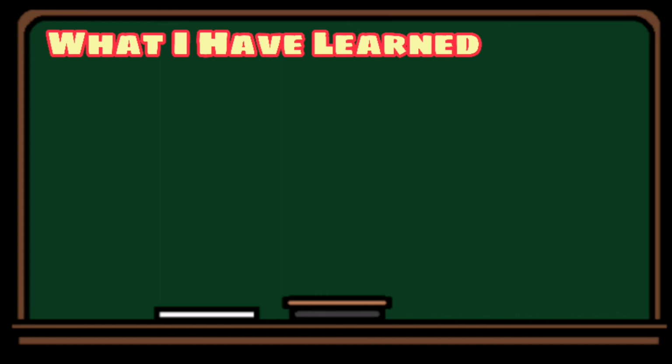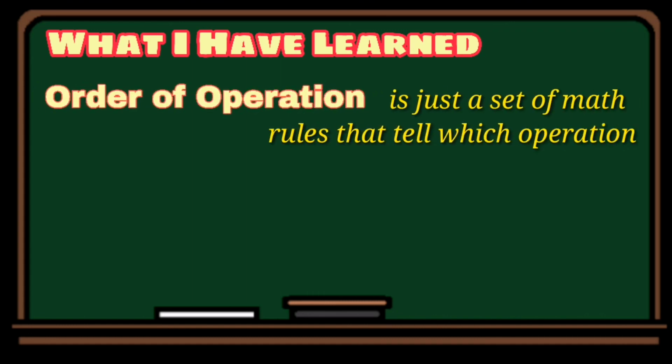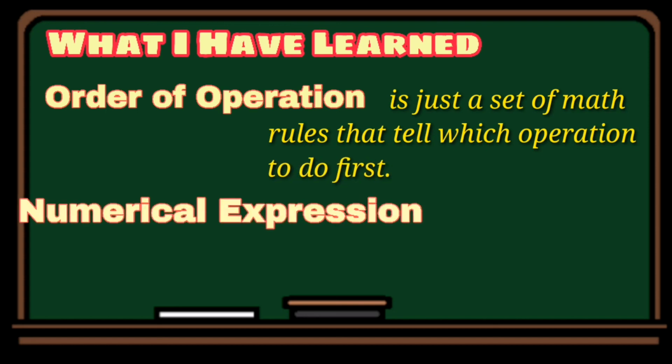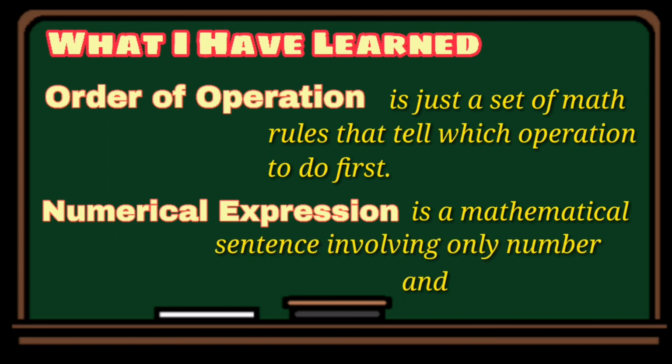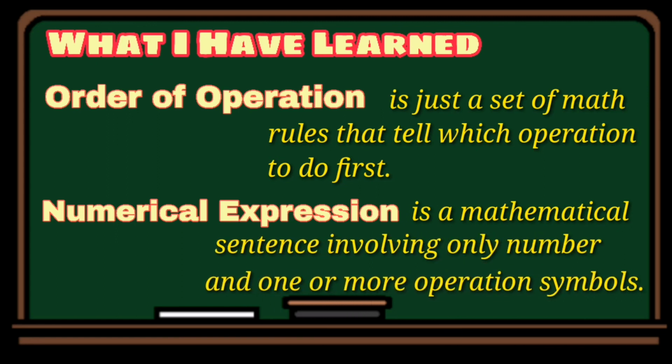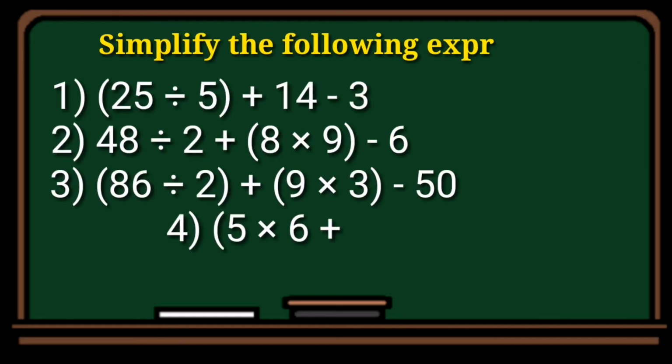You also learned that order of operation is just a set of math rules that tell which operations to do first. A numerical expression is a mathematical sentence involving only numbers and one or more operation symbols. It's practice time! Okay, so what you're going to do is just simplify the following expressions, okay?